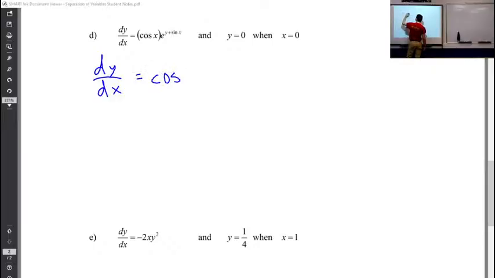Equals cosine of x times, and we're going to do the same trick that we did on the last example yesterday, which is to say that if I have addition up in the exponent, the rule of exponents says I can separate that out with multiplication. So I can say that this is cosine of x times e to the y times e to the sine of x. So I can separate those out.